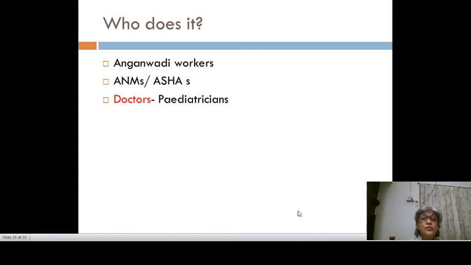Now, who does the growth monitoring? Every single child's growth needs to be monitored. So there should be a structure where every single child can be reached. For this, in our healthcare system, there are the Anganwadi workers, the ASHA workers and the ANMs who are doing it at the ground level, and doctors, particularly pediatricians. At every pediatric visit, we do a growth evaluation.